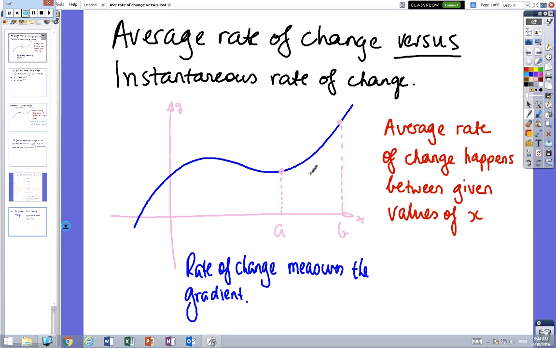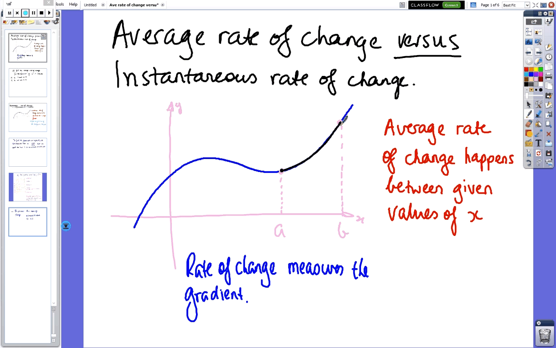Okay, so we're looking at the idea of an average rate of change, and we're going to compare it with an instantaneous rate of change. So what we're doing is we're measuring how the graph is changing between points. The average rate is between given points. So this is one value, this is another value. So we're going to measure how the function changes.